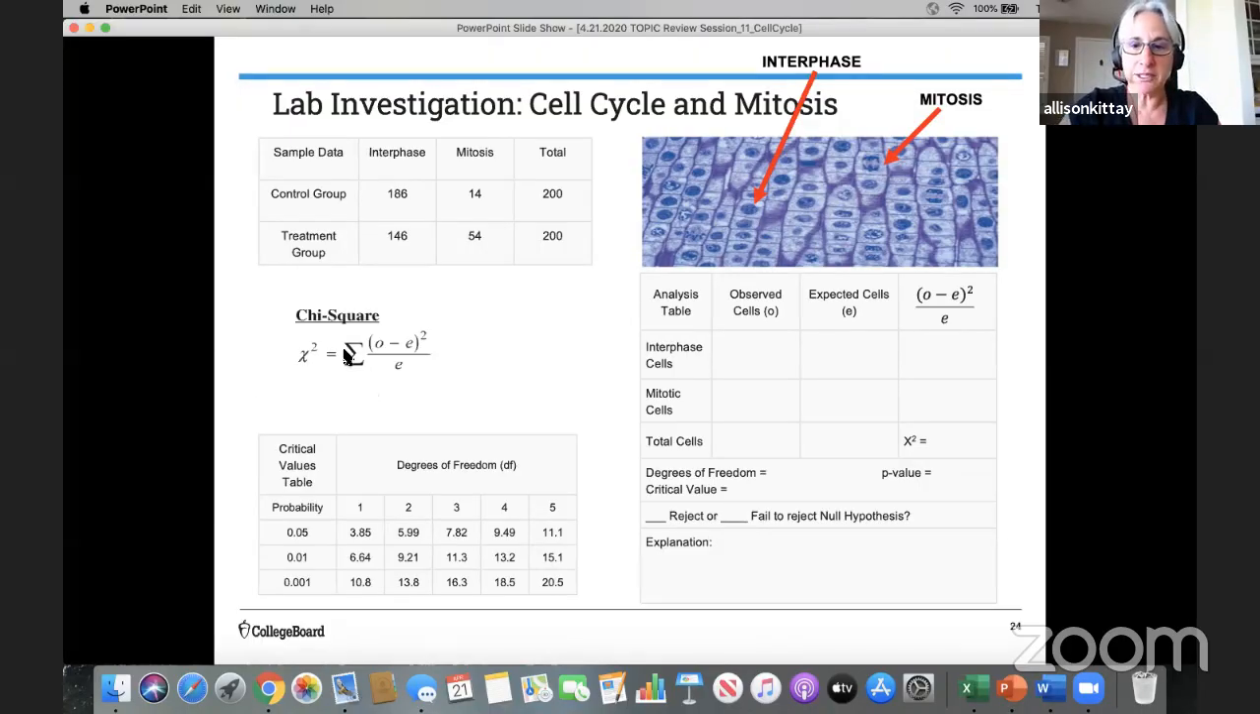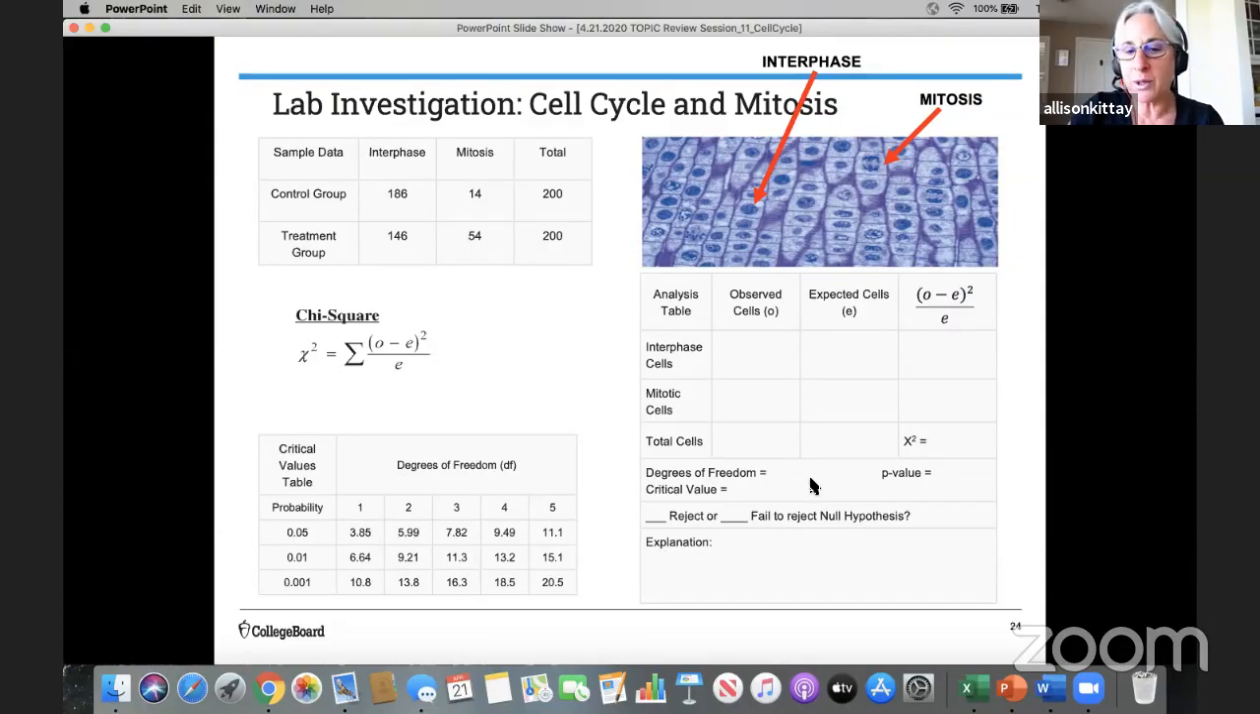So over here is a table for working out your chi-square. We get our observed data straight from our data table, and then we have to calculate our expected cells. We don't really know how many to expect, so we have to base that on our control group data, and I'm going to show you how to do that in a minute. Then we go ahead and calculate our chi-square, and we compare it to our critical value. And that will allow us to either reject or fail to reject our null hypothesis.